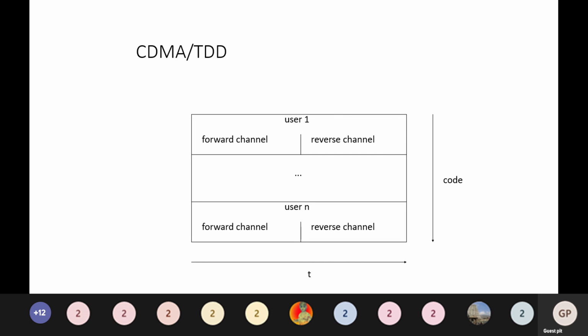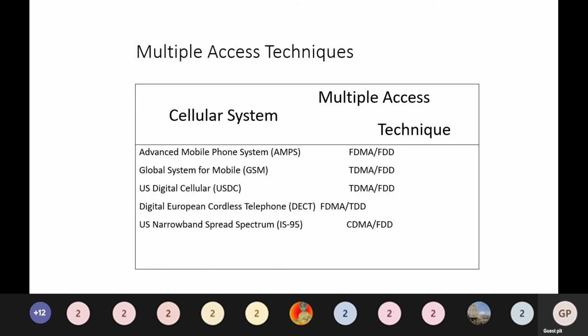Now if you look at the multiple access techniques: FDMA with frequency division duplexing is used in AMPS, the first generation cellular phone. Then TDMA with FDD is the second generation: Global System for Mobile and US Digital Cellular, USDC.